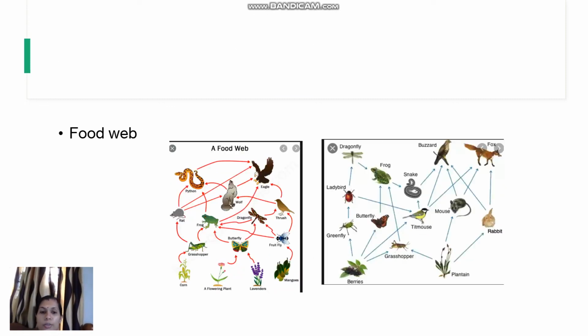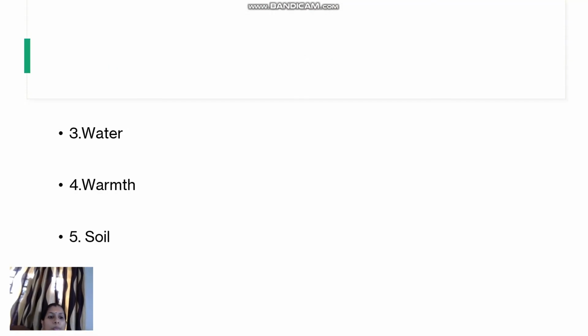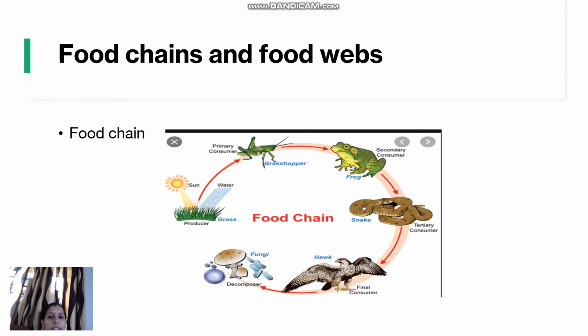I hope you understood. Please try to make food chains on your own. Here you can see so many food chains are available, so try to do it yourself. Okay children, I hope you all understood what we discussed today: the abiotic components of the ecosystem, water, warmth, food chain and food web. We have seen all these things.